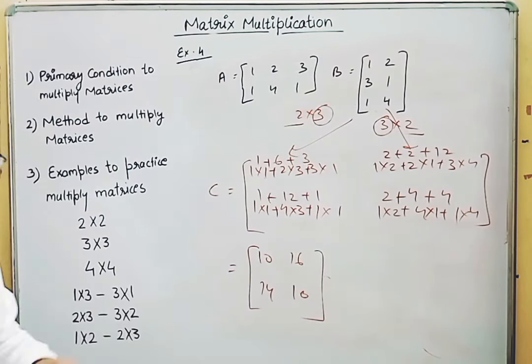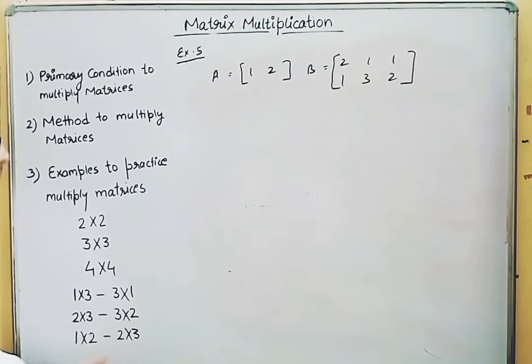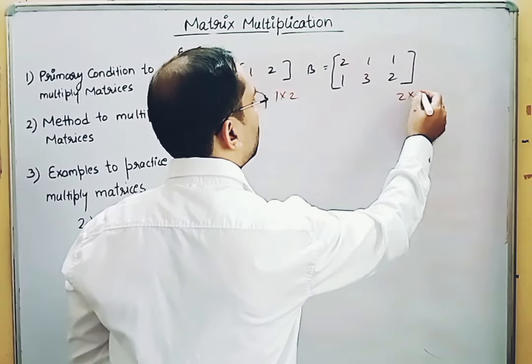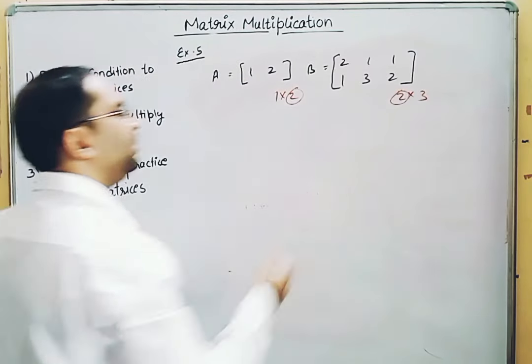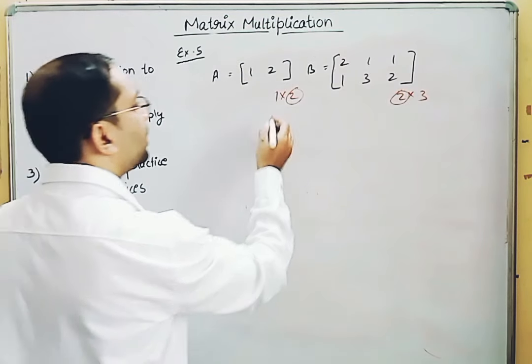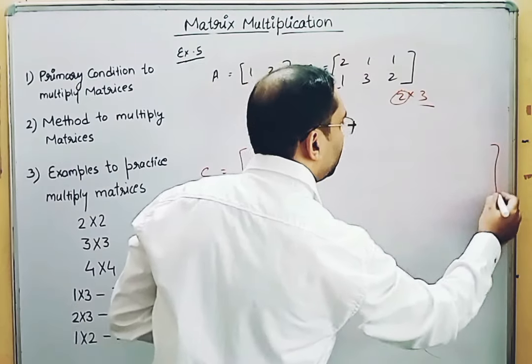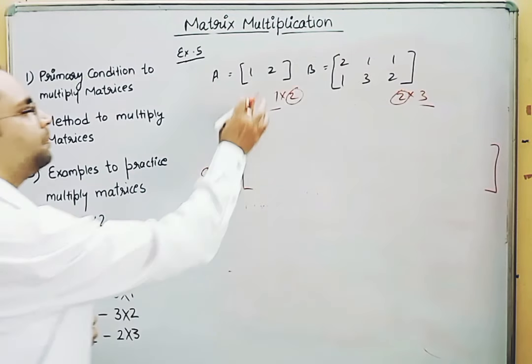Let's see the next example. Example number 5, which is 1 cross 2 and 2 cross 3. So we can see the order of this is 1 cross 2 and the order of this matrix is 2 cross 3. So here it is 2, here it is 2. We will be able to multiply these two matrices. The resultant matrix will be 1 by 3, which means the resultant matrix will have one row, but it will have 3 columns. So for these 3 columns, I'll repeat this row 3 times.